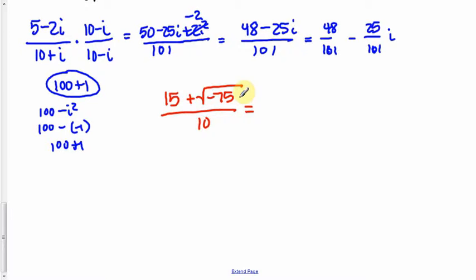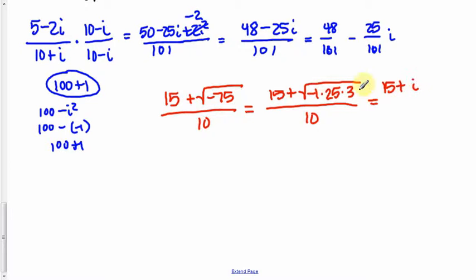The first thing you're going to want to do is tackle this imaginary number. So 15, just rewrite it, plus the square root of negative 1 times, okay, what's a perfect square factor in 75? 25, that's right, times 3 over 10. Continue simplifying. 15 plus the square root of negative 1 is i, the square root of 25 is 5, and then you have the square root of 3 left inside, all over 10.